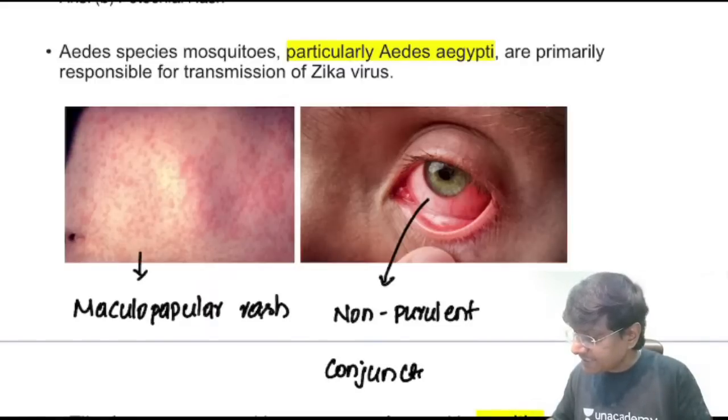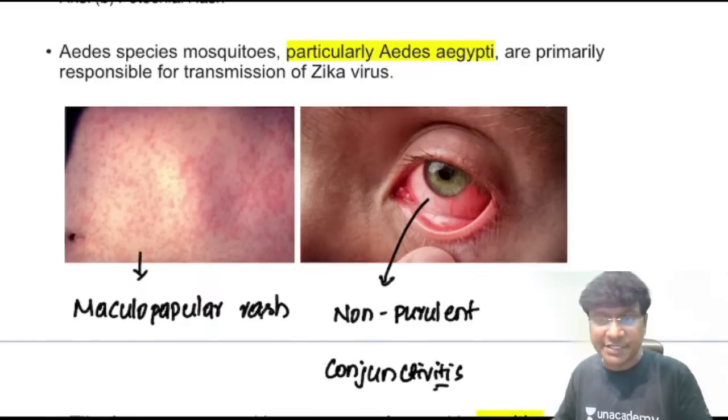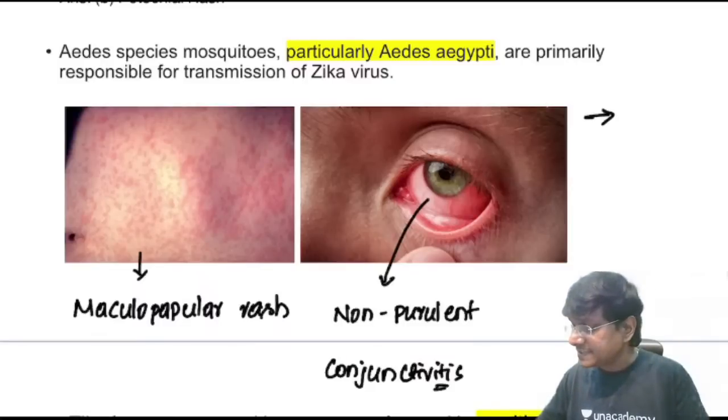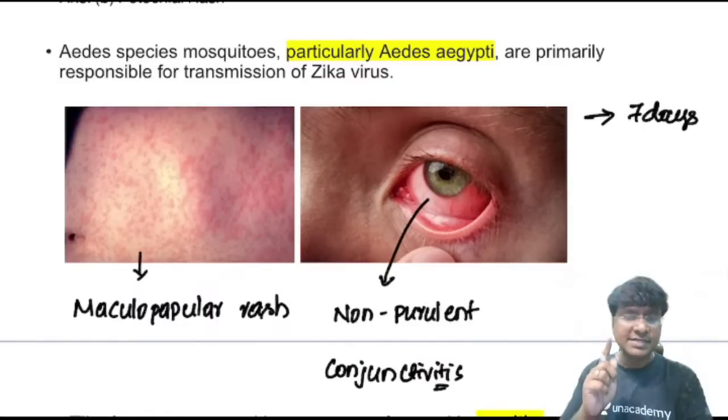So these are the manifestations that you come across in patients with the Zika virus. And not only that, they will also have arthralgia. And all these manifestations last for nearly around 7 days.